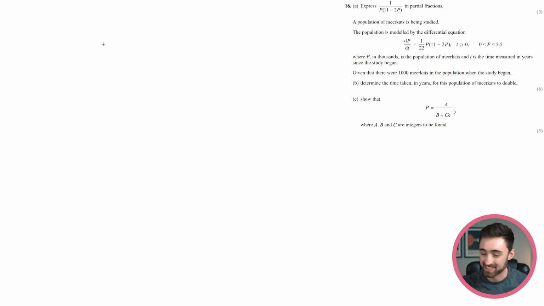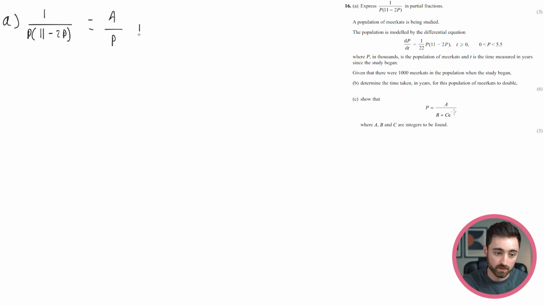Here it is, last question. Let's have it. So, express 1 over p(11 minus 2p) in partial fractions. Alright, I reckon I can do that. So what we're going to do, we're going to say that it is the same as some constant a over p plus some other constant b over 11 minus 2p. And what we need to do now is determine a and b.